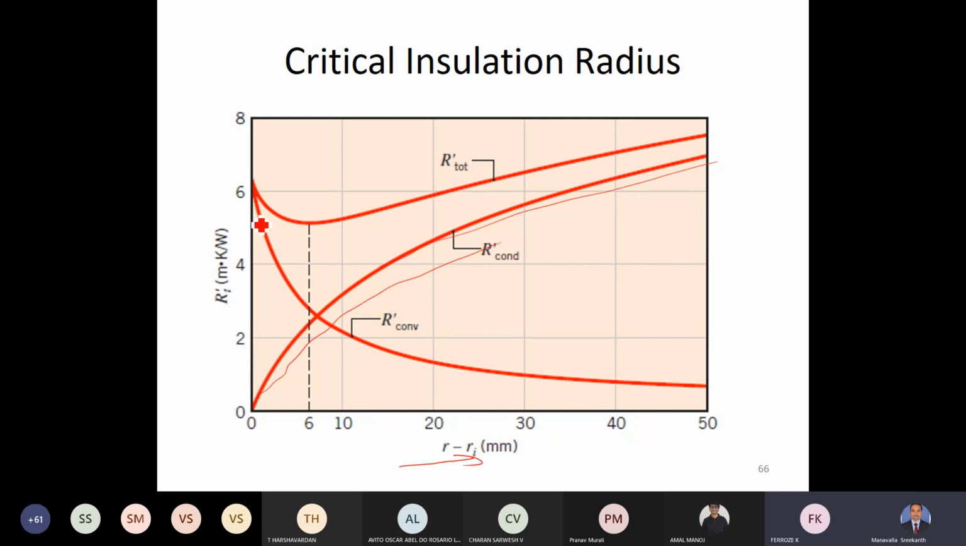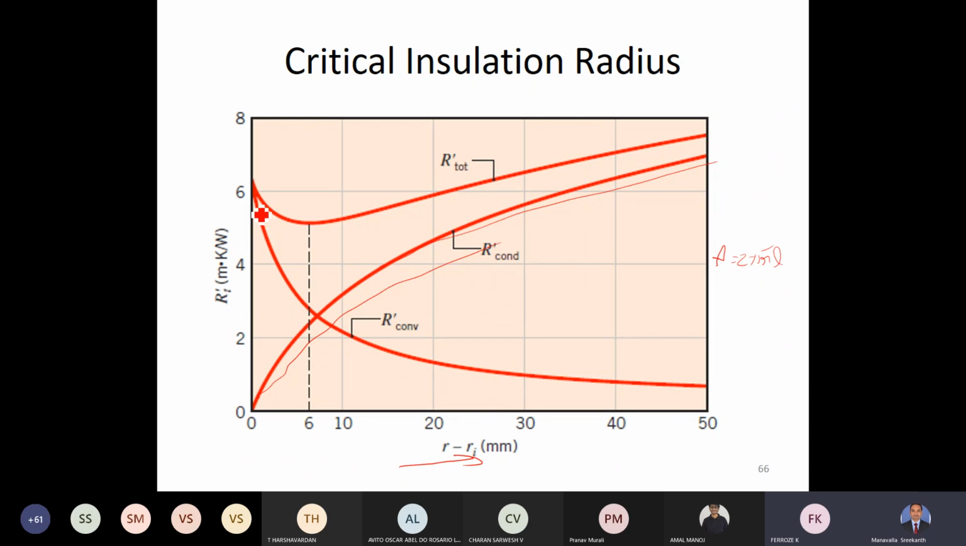Initially when the insulation thickness is 0, the convection resistance is maximum, but after that the area is increasing because of this curved surface. Remember, for a curved surface the area is 2 pi r L. So if r is increasing, the area for heat transfer will increase, and therefore the convection resistance will decrease.